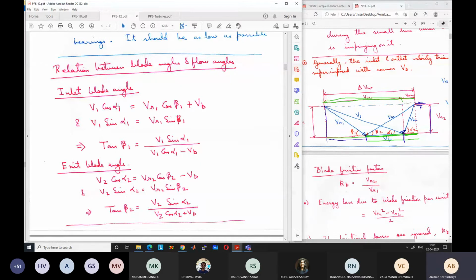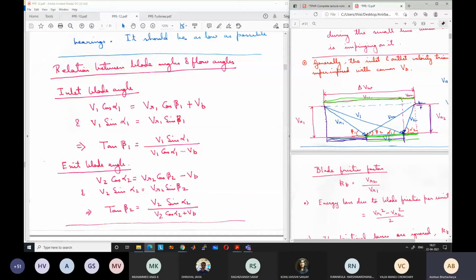V1 cos alpha 1 is VR1 cos beta 1, this length, plus VB. So V1 cos alpha 1 is VR1 cos beta 1 plus VB. And V1 sin alpha 1, this length, is equal to VR1 sin beta 1. So if you divide VR1 sin beta 1 by VR1 cos beta 1, you will obtain tan beta 1 equal to V1 sin alpha 1 divided by V1 cos alpha 1 minus VB. So if you know V1, alpha 1 and VB, you can find out tan beta 1, and from that you will find the blade angle beta 1.